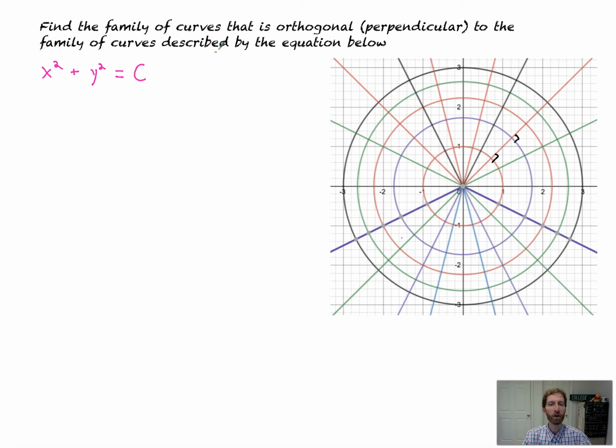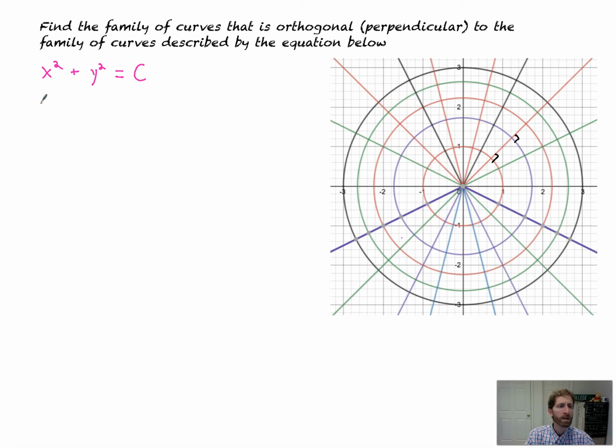Well, first things first. If you're perpendicular to something, then you know that you have perpendicular slopes. So what we're going to do is find the slope of this, dy dx, and then take the opposite reciprocal. Let's just do that first. That'll at least describe the slopes that are perpendicular to all of these slopes of these circles everywhere.